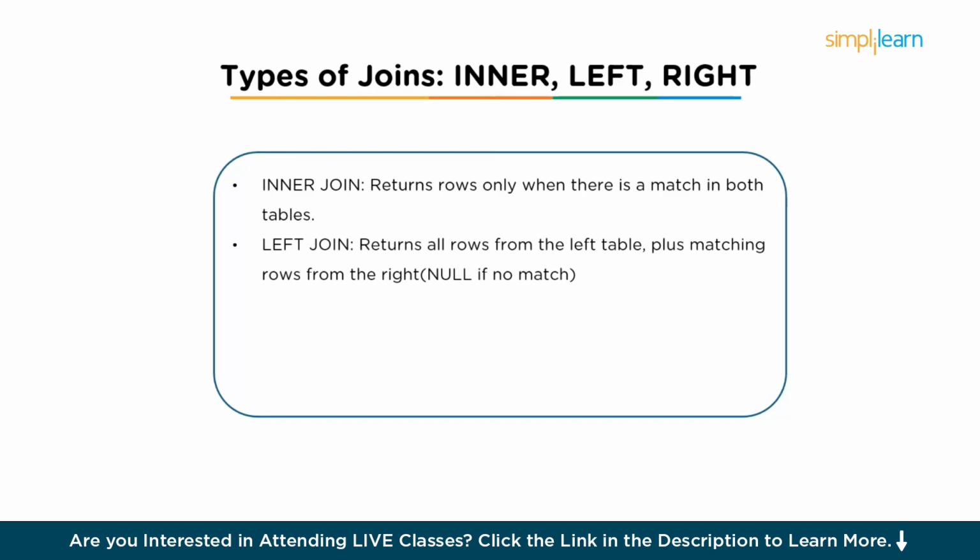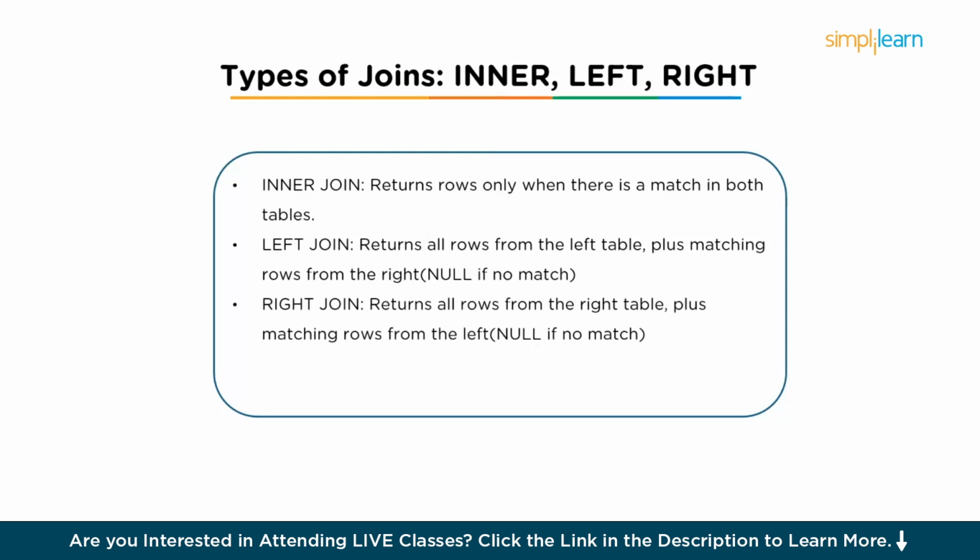Next, we have the left join. This join is designed to return all rows from the left table and only the matching rows from the right table. If there is no match in the right table for a row in the left table, the columns from the right table will simply show null. This is incredibly useful when you want to see everything from your primary table and enrich it with data from another, even if some records don't have a direct match.